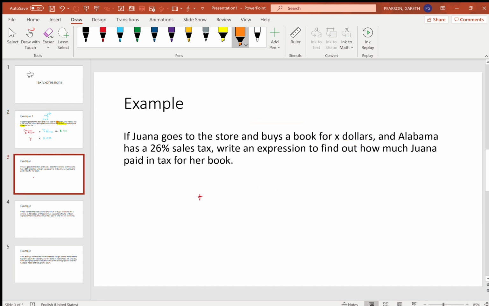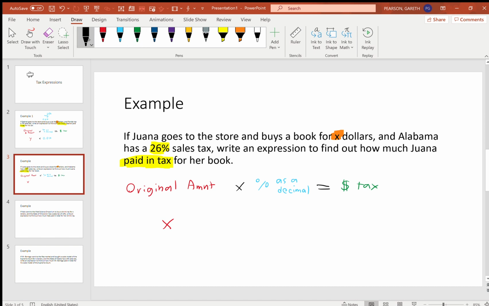If Juana goes to the store and buys a book for X dollars, so here, the original amount is going to be X. So the original amount is X dollars. And Alabama has a 26% sales tax. Write an expression to find out how much Juana paid in tax. So here, once again, we're just looking for the tax. So I'm going to do my original amount times my percentage as a decimal, which should equal the amount of money you paid in tax.